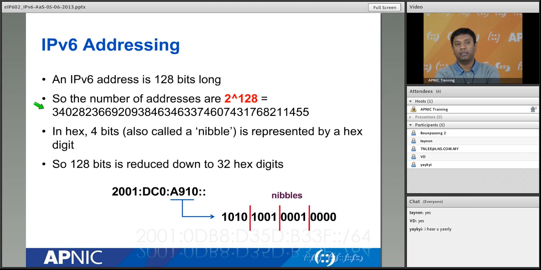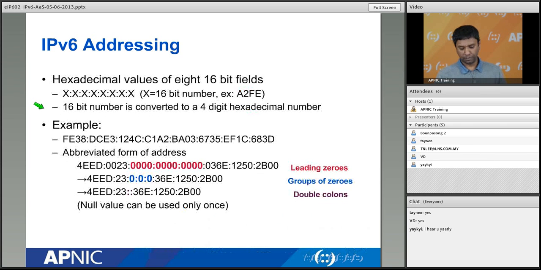One hexadecimal digit will contain 4 binary bits. That is what we call the nibble bit boundary, right? So 128 binary bits will be represented by 32 hexadecimal digits. Each hexadecimal digit will contain 4 binary bits, and that is what we call the nibble bit boundary.